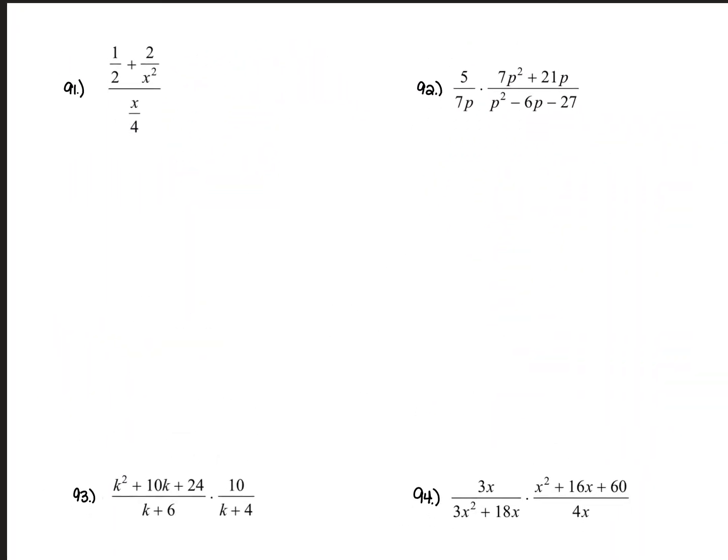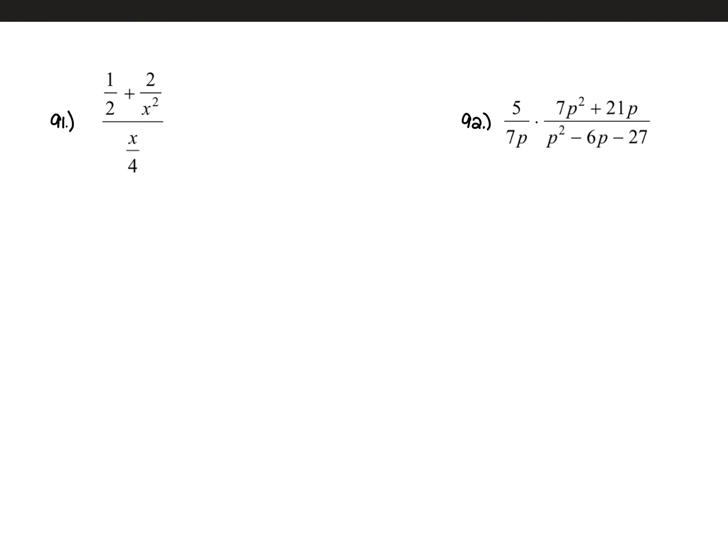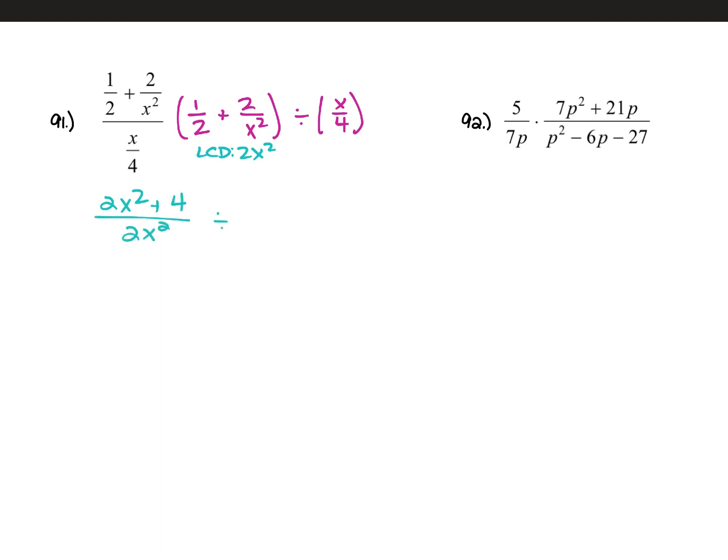For our next one, we have 1/2 plus 2 over x squared divided by x over 4. So again, I'm just going to rewrite this. Add my first set of parentheses. My least common denominator is 2x squared. So this turns into 2x squared plus 4 over 2x squared divided by x over 4.